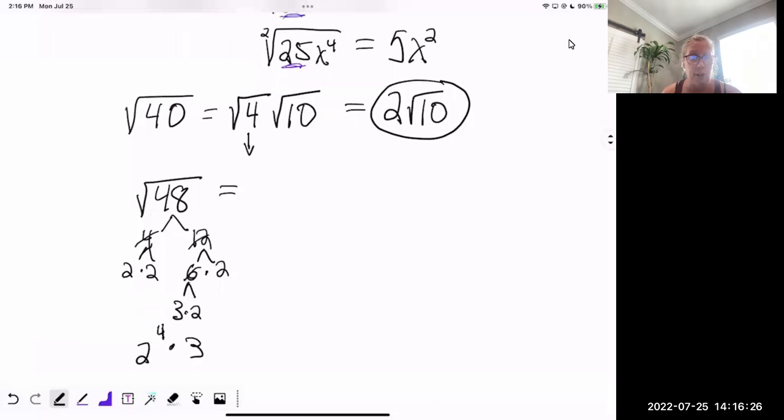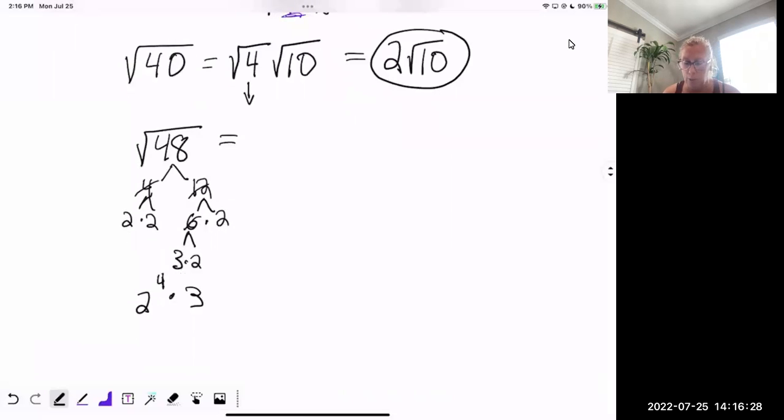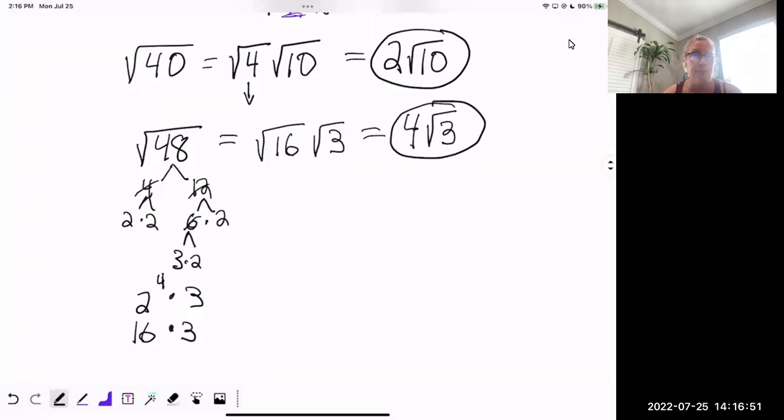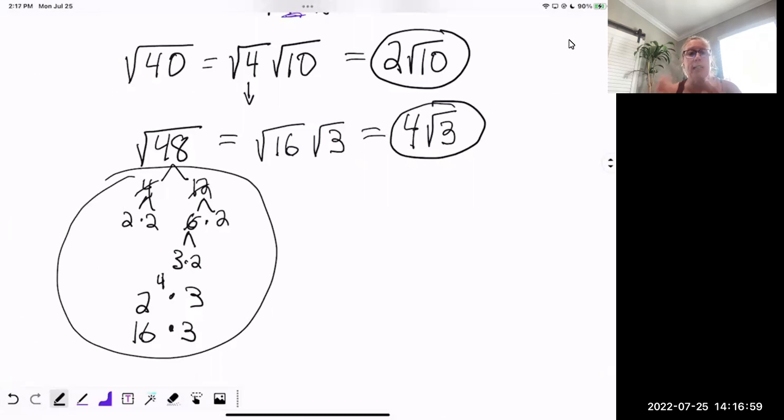But I want a perfect square, right? So 2 to the 4th times 3. 3 is not a perfect square, but 2 to the 4th, 2 times 2, 2 times 2 is 4, times 2 is 8, is 16. That's a perfect square. So I can break this down to be 16 times 3. That means my answer would be 4 radical 3. This is not necessary if you can figure out the biggest perfect square. And after we do a bunch of them today, you're going to get a better feel for what that all means.